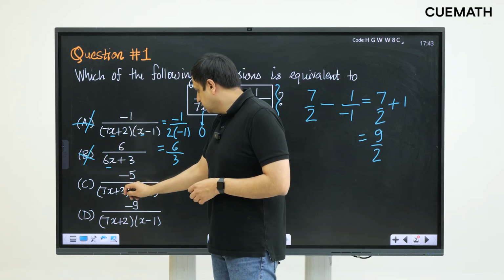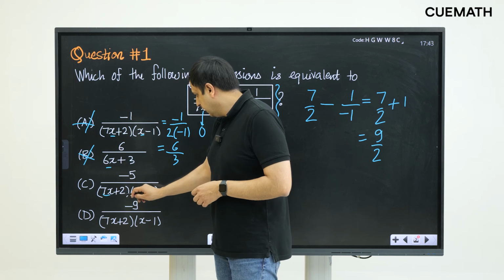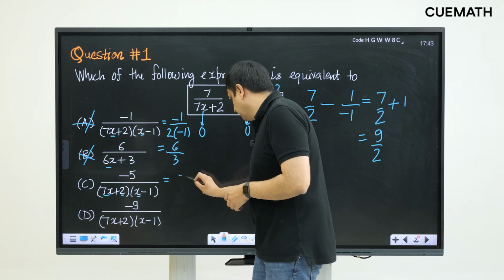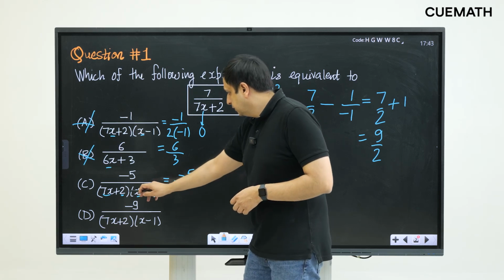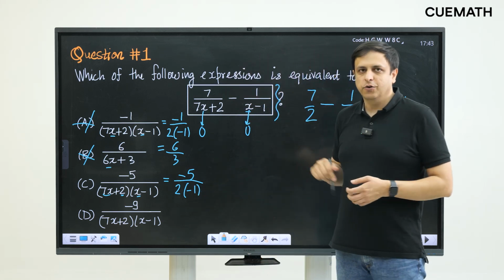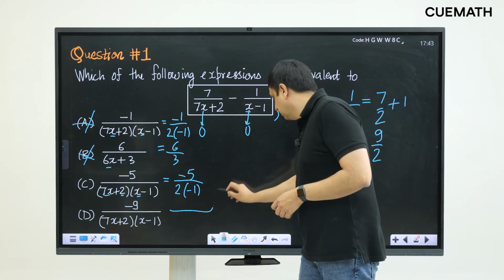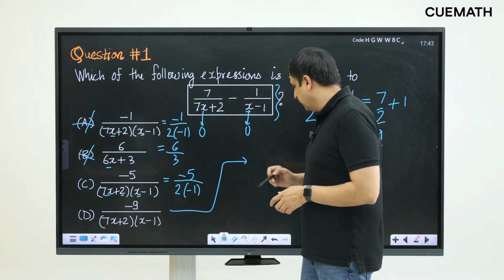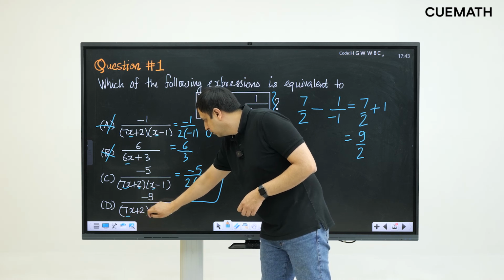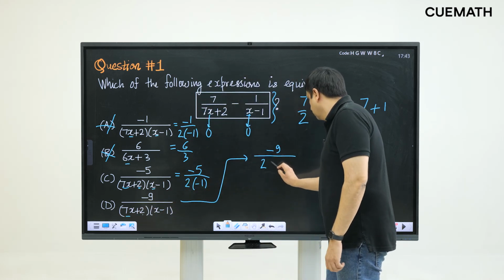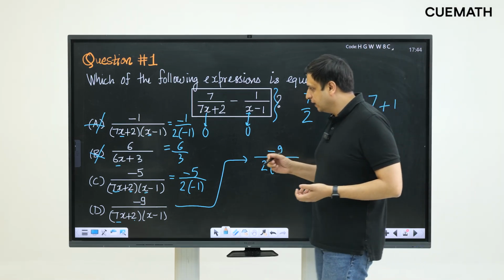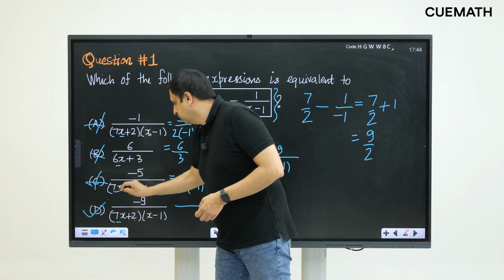If I put x equal to 0 here, I get 7x becomes 0 and then I have a 2 here and then this is 0 and I have a minus 1 here. So, I get minus 5 by 2 times minus 1. So, that is 5 by 2 and once again it is not equal to 9 by 2, and then finally this one should be it. If I put x equal to 0 into this, I will get minus 9 in the numerator and then this is 0 and I get a 2 here and a minus 1 here. So, 2 times minus 1. So, that is minus 9 by minus 2 or 9 by 2, and that is what we wanted. So, this is incorrect and therefore, this option is correct.